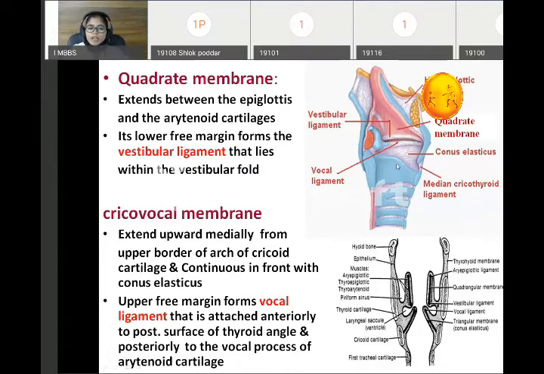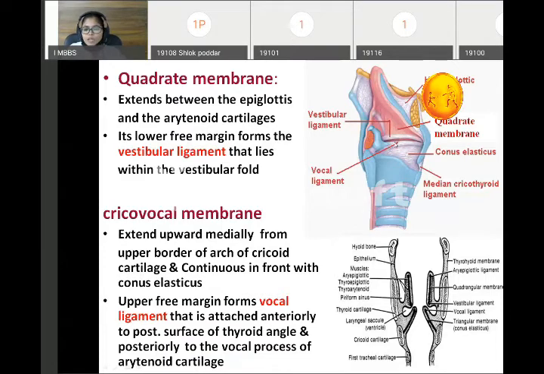Now, the next membrane is the cricovocal membrane. Here you can see the cricovocal membrane. It extends upward and medially from the upper border of the cricoid cartilage. This is the cricoid cartilage, the upper border of the arch of the cricoid cartilage, which gives attachment to this cricovocal membrane. So it extends upward and medially, and it is continuous in front with the conus elasticus.